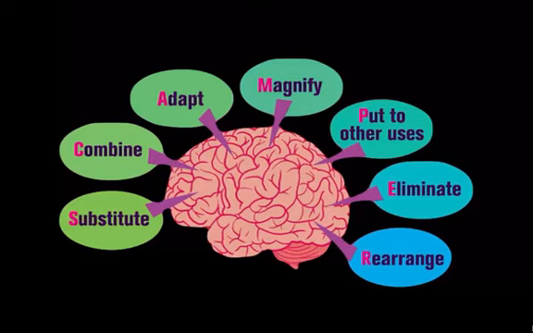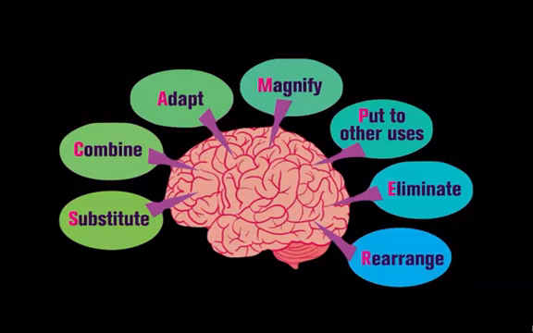P is for put to other use, where we make changes so that we use something for another purpose. So here we try and look at all the resources that we have and see how many ways we could possibly use them. This helps with creativity and with problem solving.